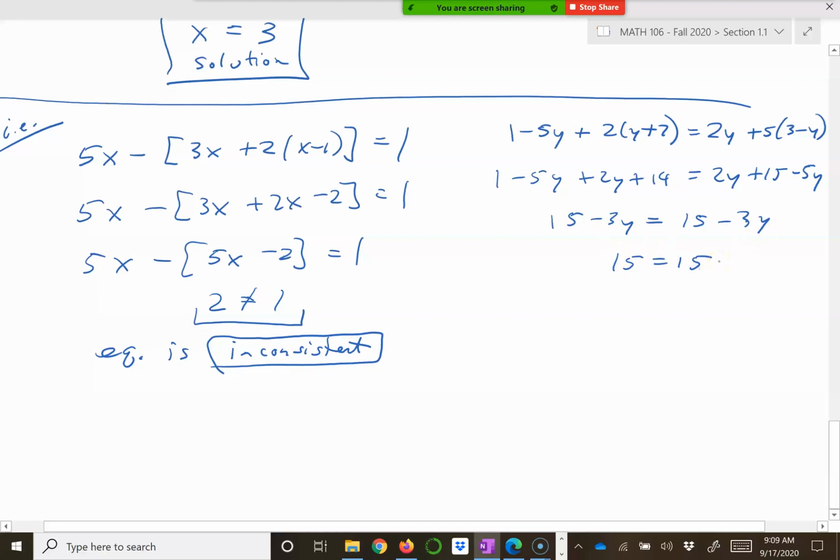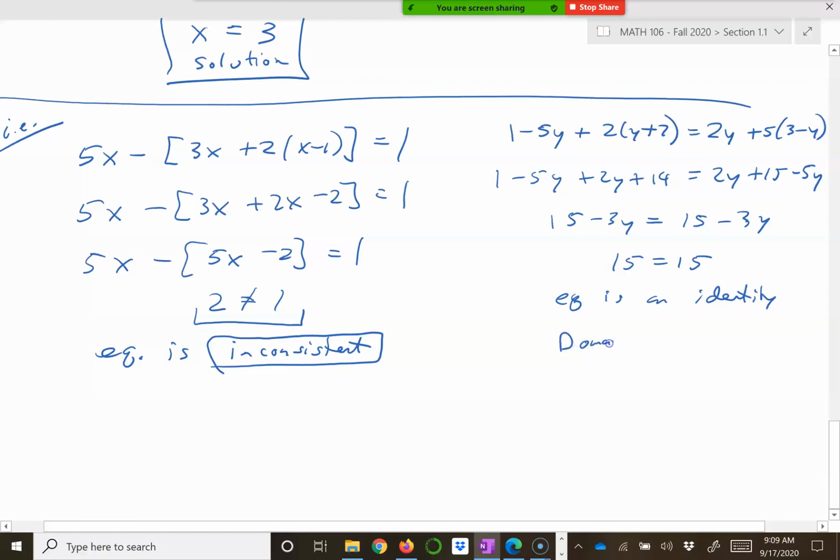Okay, so what does that mean? When you cancel out all the variables and you're left with integers that are exactly the same, this equation is an identity. And what does it mean to be an identity? It means any y value satisfies the equation. So the domain of this one, right? I'll write this one out.